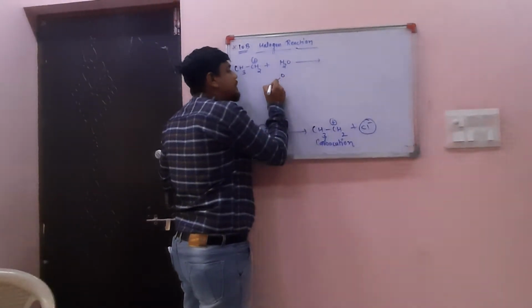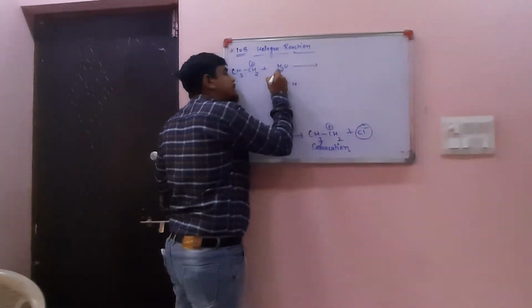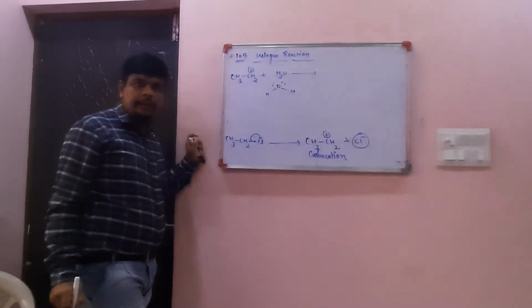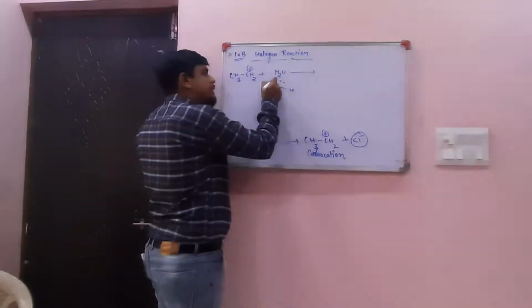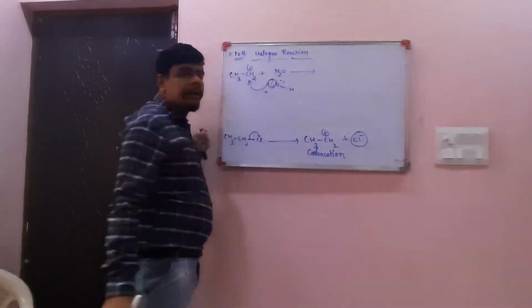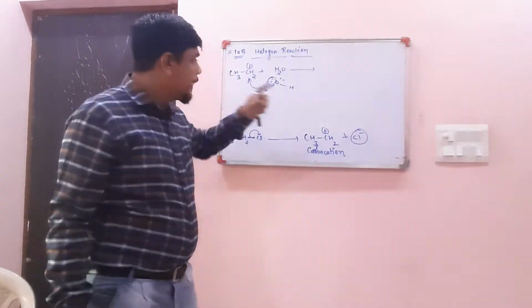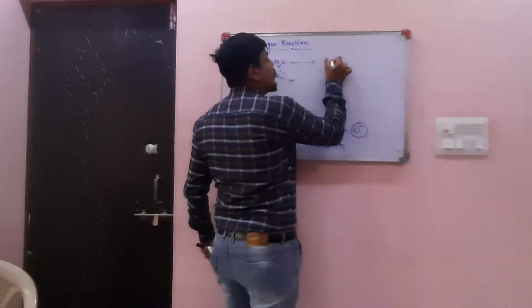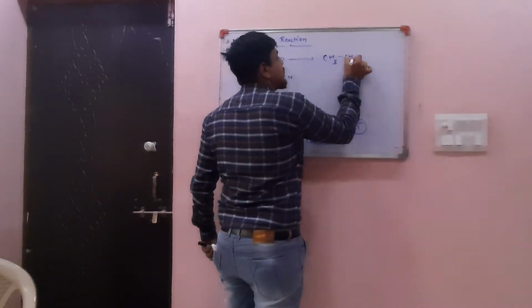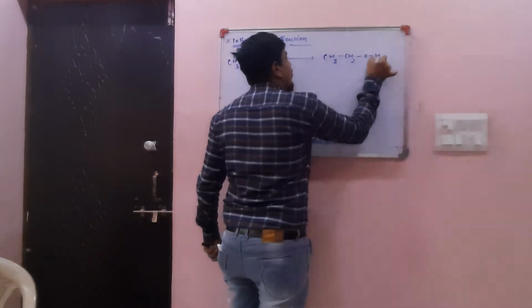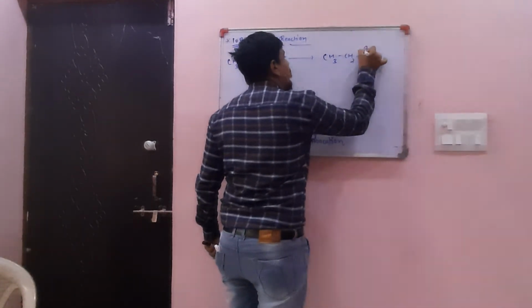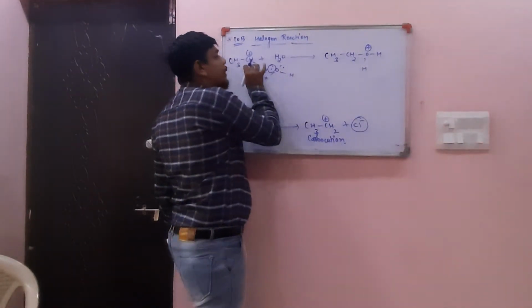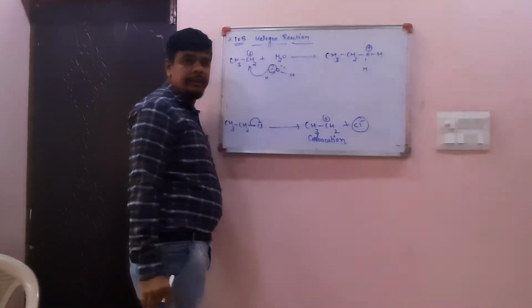If you see the structure of water, it has one oxygen atom with two lone pairs of electrons. This lone pair will go to the positively charged carbon and donate its electrons to the carbocation. It forms a compound, CH3CH2, then O, with H and H, and one positive charge. Why positive charge? Because the lone pair electrons have been donated to the positively charged carbon.